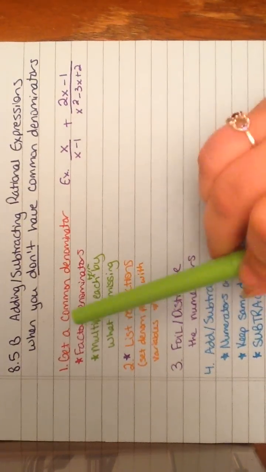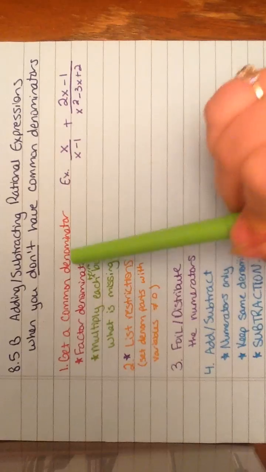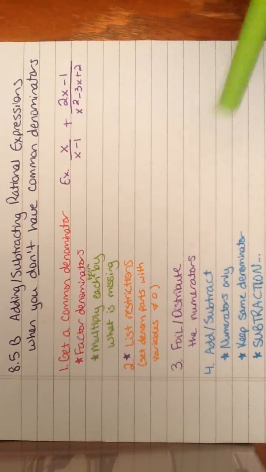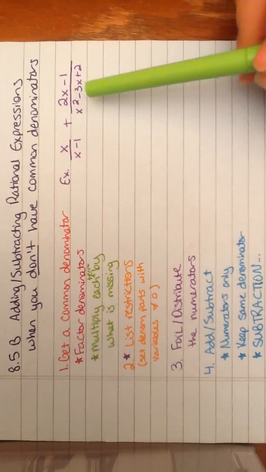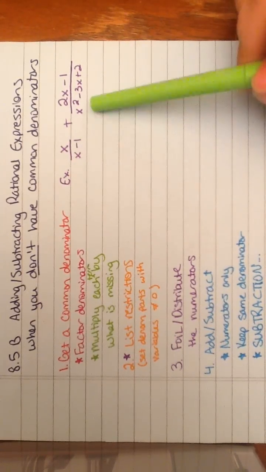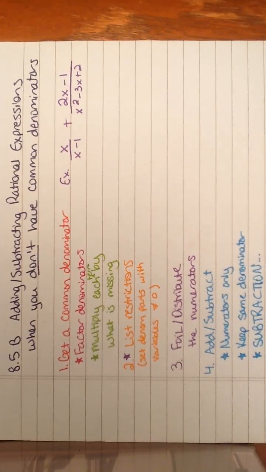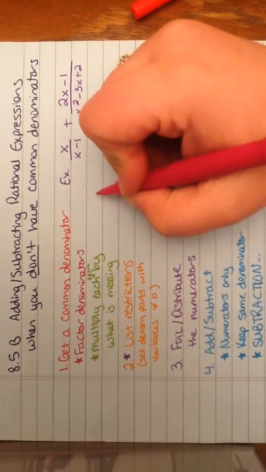So the first thing we always have to do is get a common denominator. Always, always we have to get a common denominator. It's going to be your first step when you're adding and subtracting. Yesterday, on the last video, we already had common denominators, but as you can see on this one, we don't have common denominators. So the first thing we always have to do is factor your denominators. That's not anything different. We had to do that last time too.